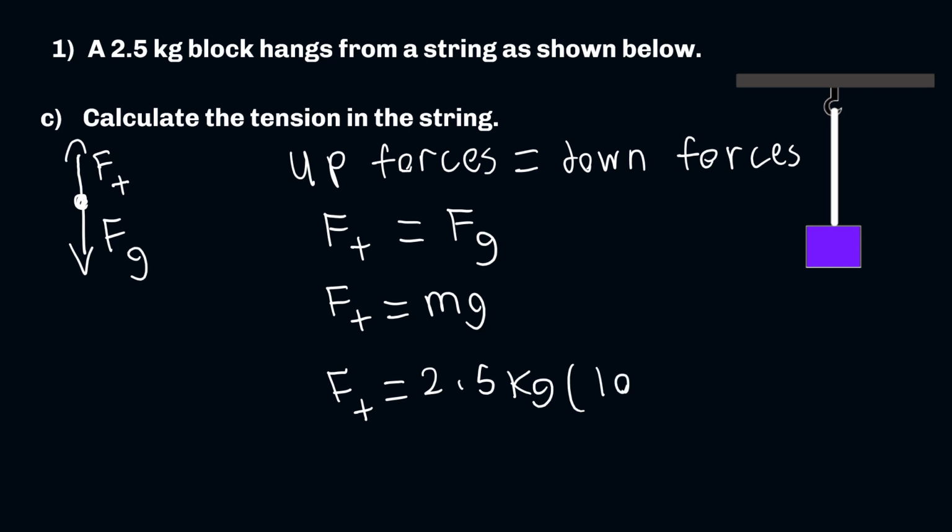Your teacher also might use 9.8. That's also fine. 10 newtons per kilogram is just easier to work with, and the AP exam is totally fine with you using it, so I don't see any harm in making the calculation easier where you can.